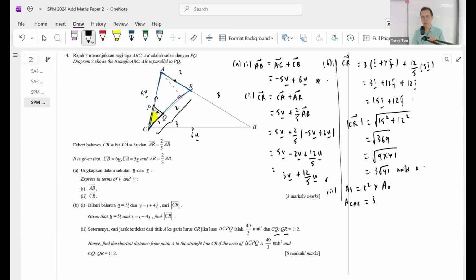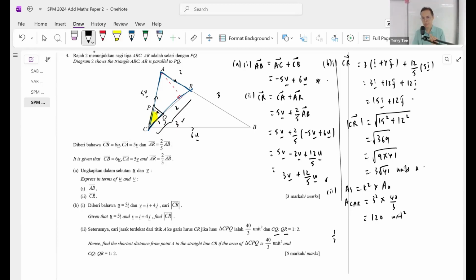Your scale factor is 3. How do I get 3? 3 divided by 1. Yeah, you square it. What's the area of the object? The object is the small one. Small one is CPQ, which we know is 40 over 3. So this is 9 divided by 3. You get 9. You get 3. 3 times 40 is 120. So the bigger triangle has an area of 120 square units.